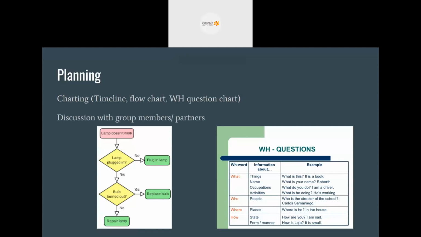Also, when you're planning, you would have a discussion with your group members or partners if it's a group assignment. Yeah, that's part of planning. If we do project A in class, your group project, that's what project A is, kind of working together with your group members, coming up with ideas, planning your project.